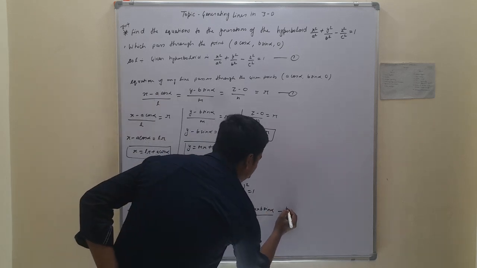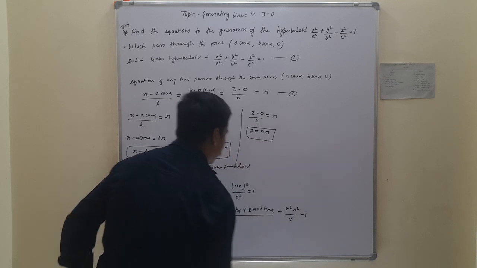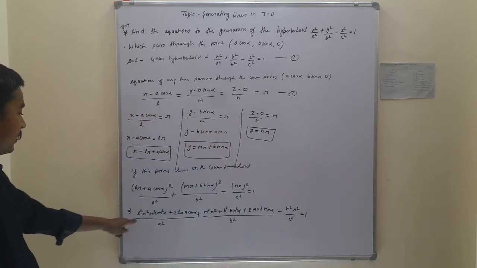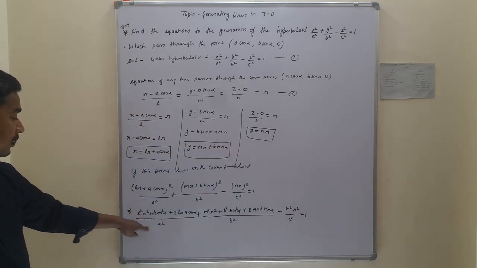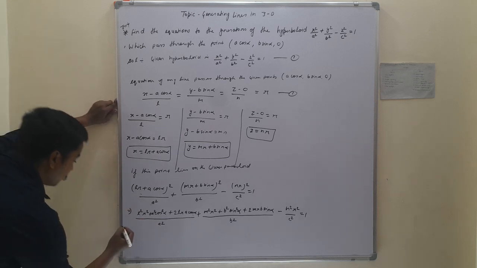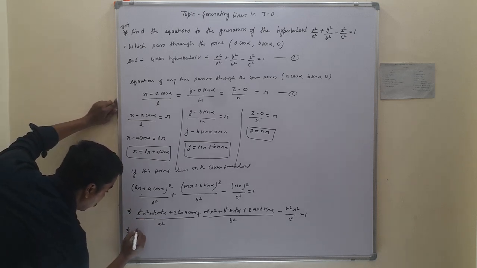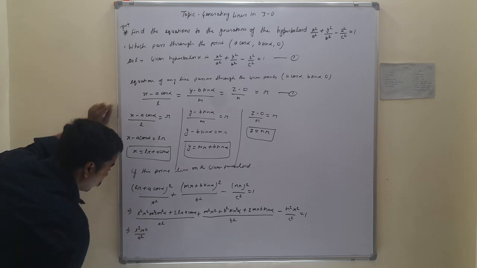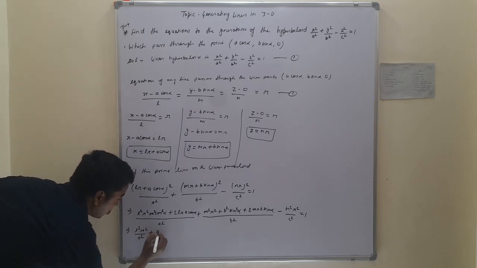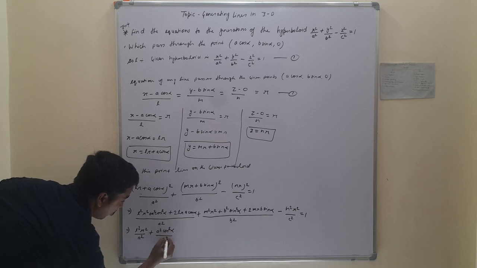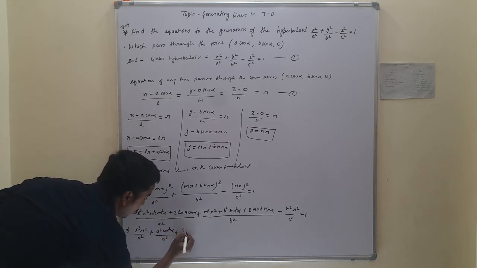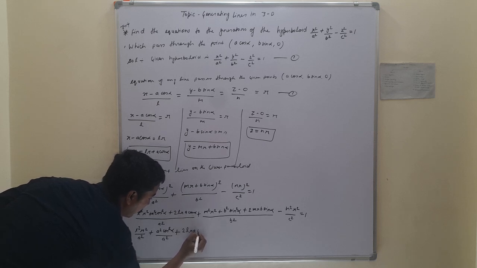This gives n square r square upon c square is equal to 1, and further we can take each part of the numerator as a square. This gives l square r square upon a square plus a square cos square alpha upon a square plus 2lRa cos alpha upon a.